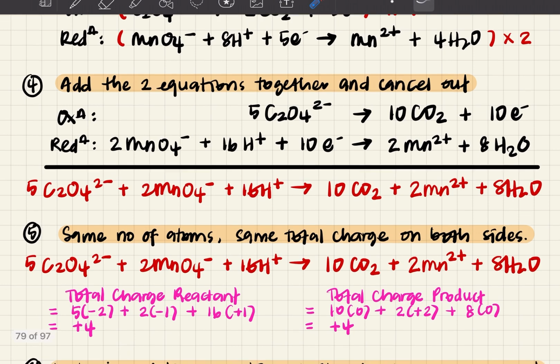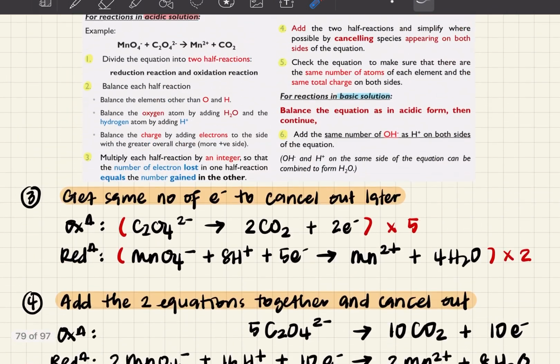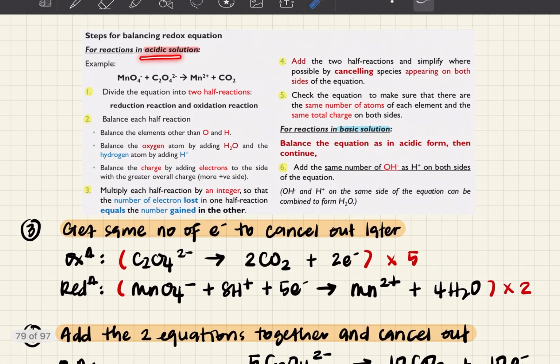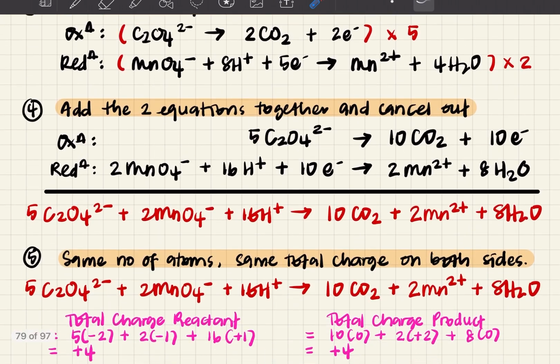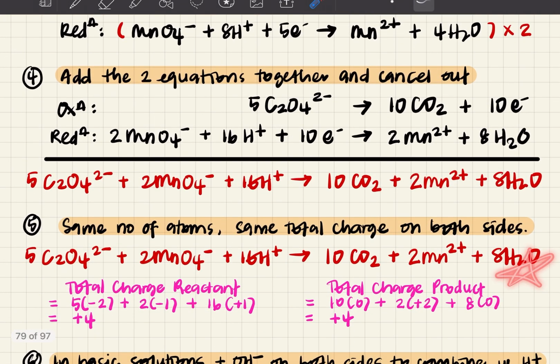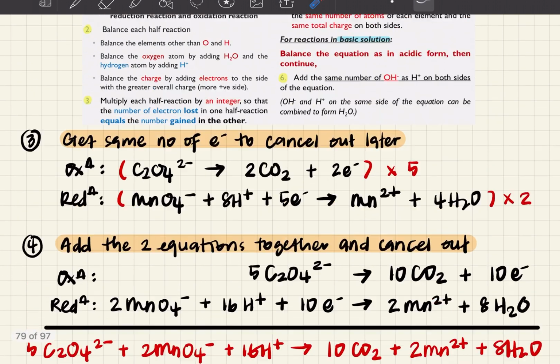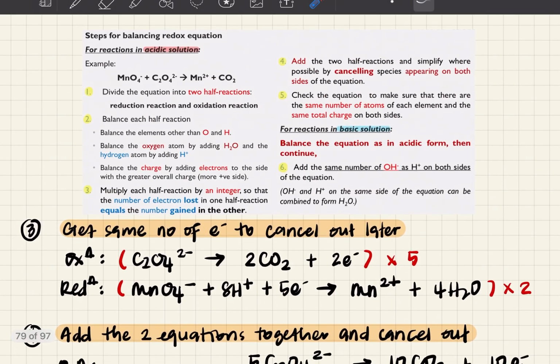Alright, so if this is in acidic solution, if the question mentioned that this reaction is carried out in the acidic solution, then you will stop right there. Your answer is this one lah. This will be your answer lah, your balanced chemical equation in acidic solution. But let's say if they kata it is in basic solution, so you already got to step 5, you will have to continue to step 6 lah.